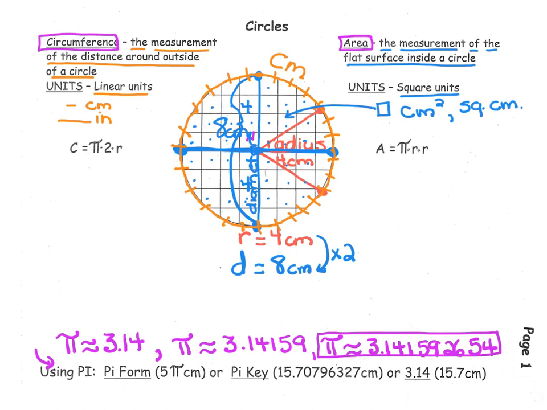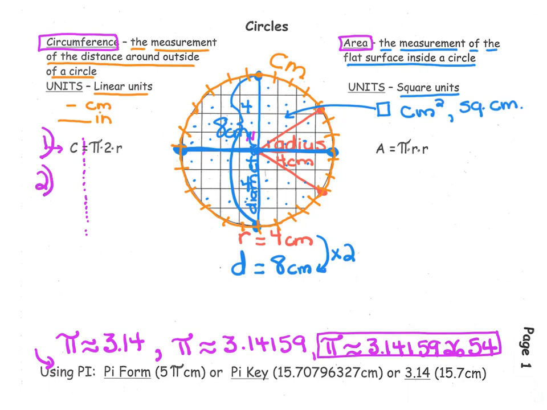Let's start with the circumference formula, measuring the distance around the circle. We know we're going to be using C equals pi times 2 times r. That will always be step 1 for circumference. Drop a dotted line down the equal sign. That will help us stay organized as we continue to calculate circumference.